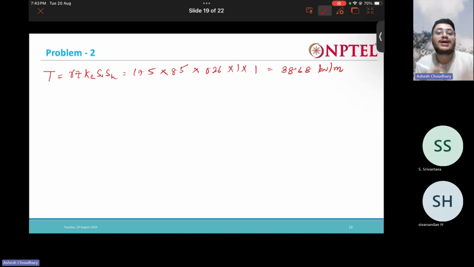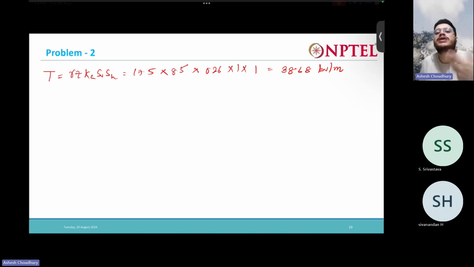I am again repeating, the maximum load that is coming to the reinforcement, is it less than the tensile strength or the yield strength of the reinforcement or not. So that's why we calculated the maximum load that will be coming to any reinforcement, that is the bottommost layer.